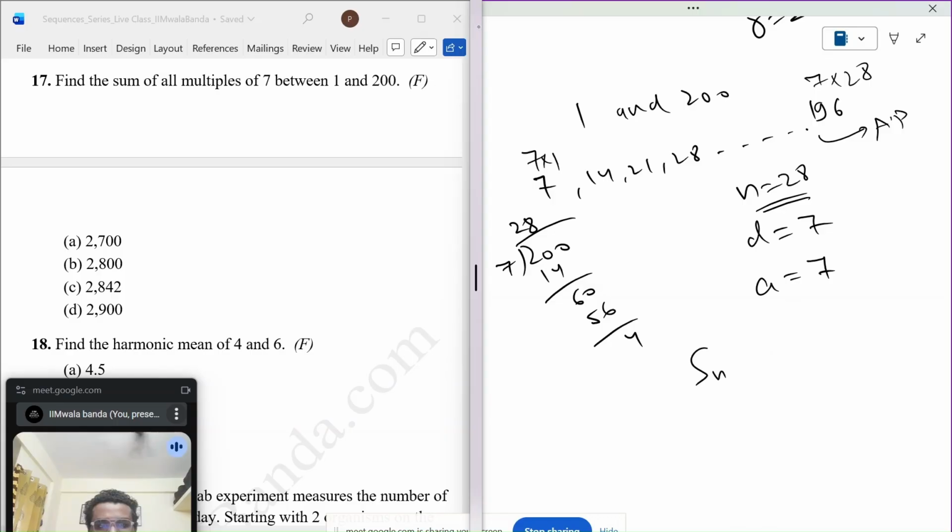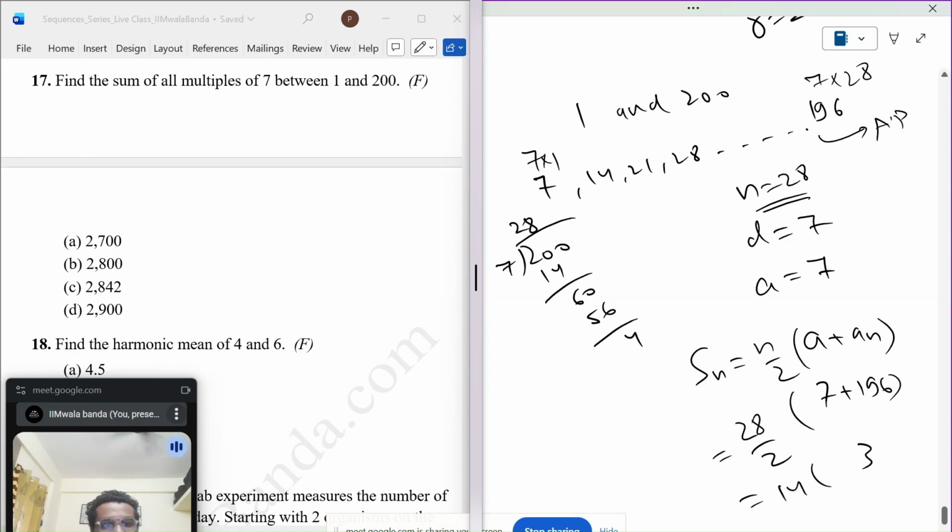So find the sum. Sum is n by 2 into 2a plus n minus 1 into d, or a plus an, because I know an in this case. So 7 plus 196. n I know is 28. That's it. So 14 into 203, 3 into 14. Don't think twice about whether I should multiply or not. Your hand should not stop in the exam. 2842.